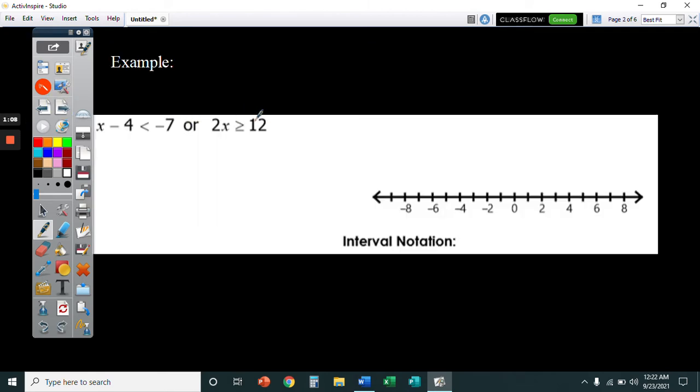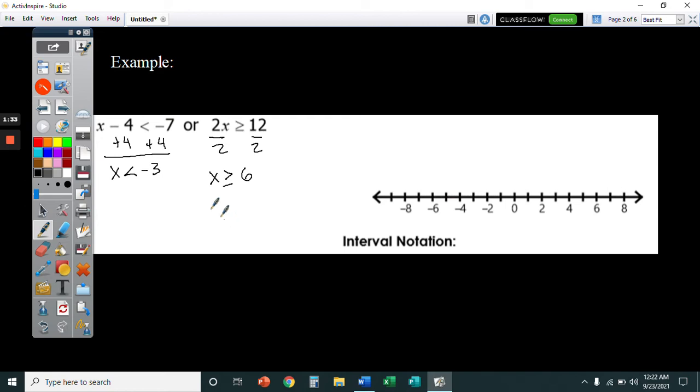Now here we have two separate inequalities. For the first one, simply add 4 to both sides, and you get x less than -3. For the second one, you just divide by 2, and you get x greater than or equal to 6.